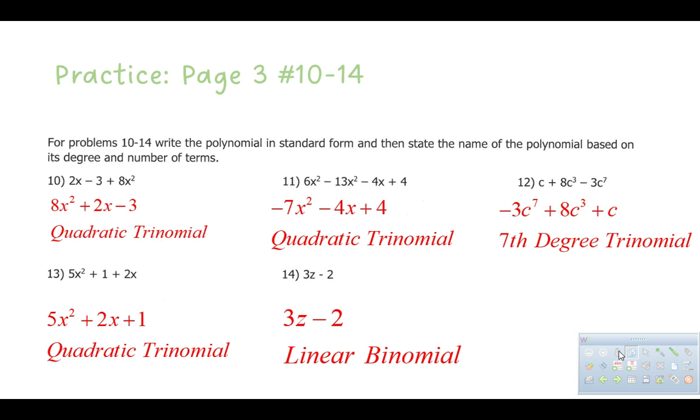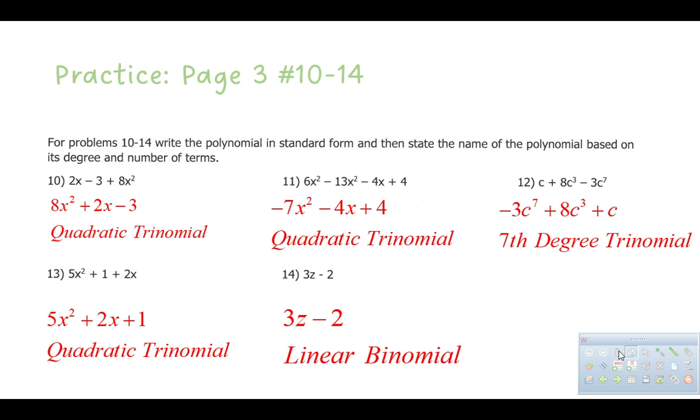For number 12, my highest degree was actually the exponent of 7, right? That's the highest exponent, so I put that first. The second highest exponent was 3, and the third highest exponent was just the 1, the C. So I just had to reorder number 12. The highest degree is 7. We call that 7th degree. Anything after 3, we're just calling by its number. 7th degree. And then there's 1, 2, 3 terms, trinomial.